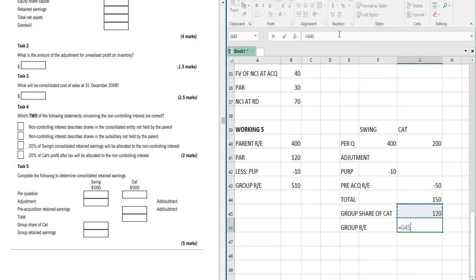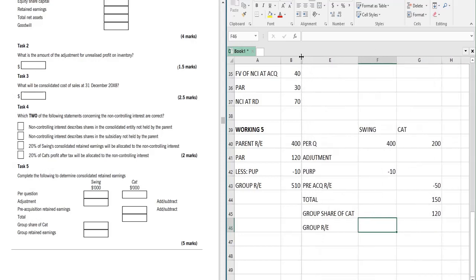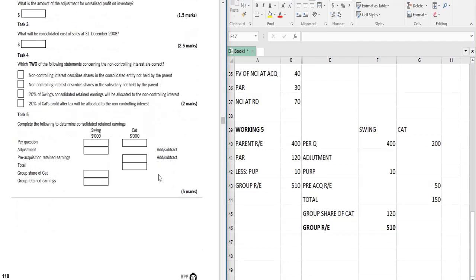The group share of Cat will be added to the parent, which we have already done in working 5. So the group retained earnings is the sum of all these. So 510 is your group retained earnings, calculated the same way as we did in working 5. Okay, so what is the next question?